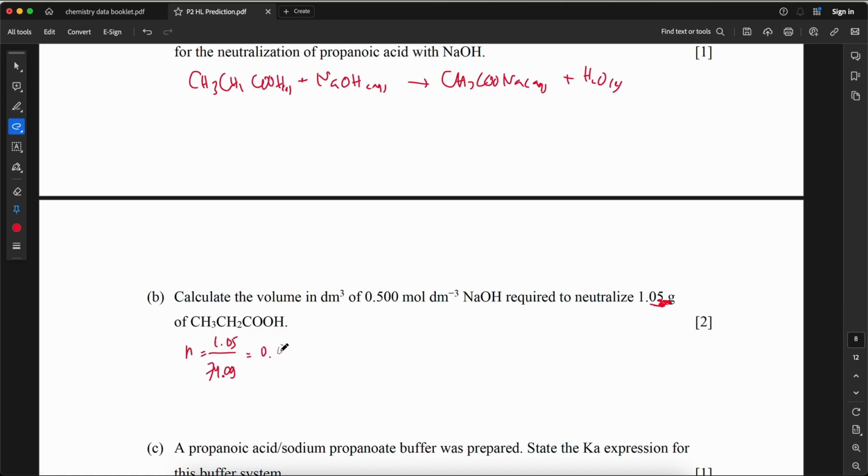We've got 0.0142 mole. The question is to calculate the volume of NaOH, so now we need the mole of NaOH. You can see the coefficients of NaOH and propanoic acid are equal. Therefore, this is also equal to the mole of NaOH. To calculate volume, n divided by c, n is 0.0142 divided by the concentration, which is 0.5. Then we've got 0.0283 dm3.